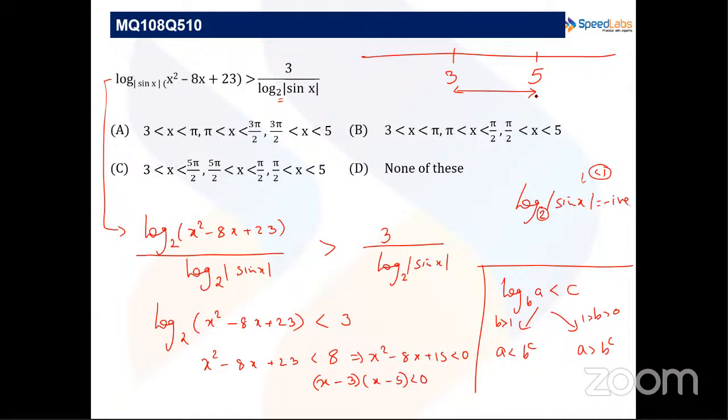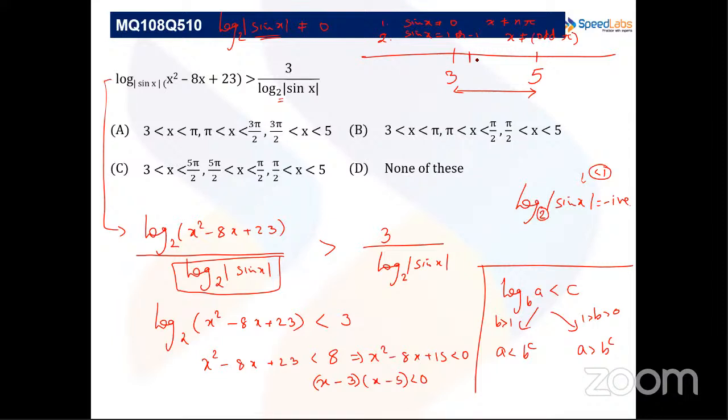But we can see here that the denominator term can never be 0. So log of mod sin x to the base 2 can never be 0. First of all, sin x can never be 0, so x cannot belong to n pi. Secondly, sin x cannot be equal to 1 or minus 1, because if it is 1 or minus 1, then log 1 will be 0 and the denominator cannot be 0. So x cannot be an odd multiple of pi/2.